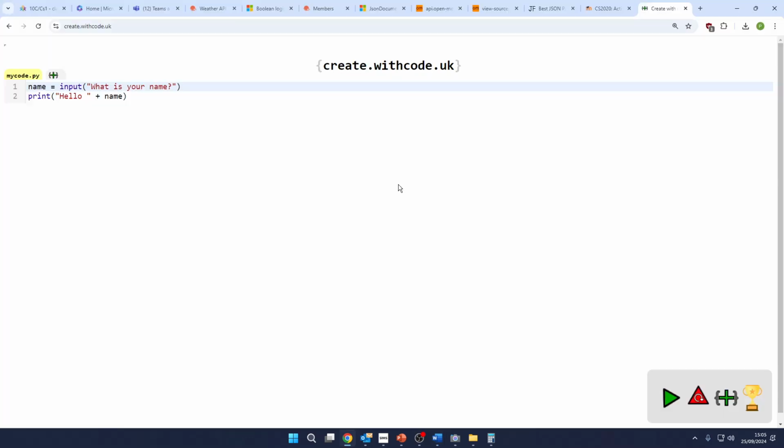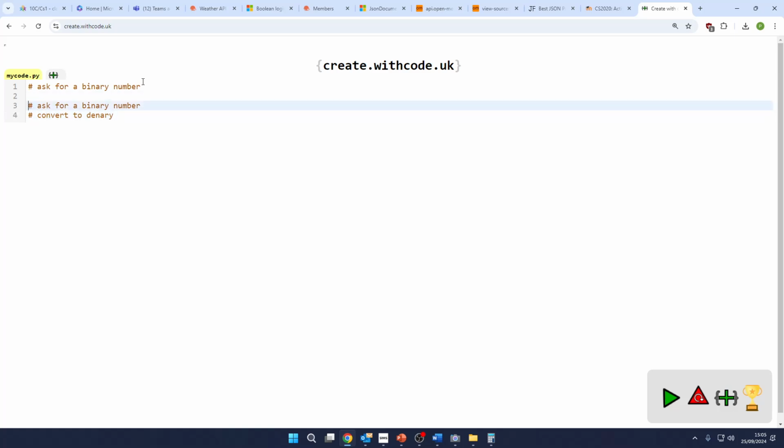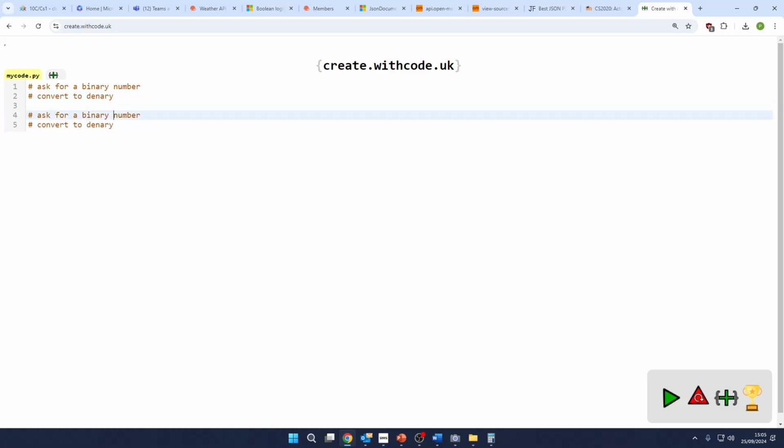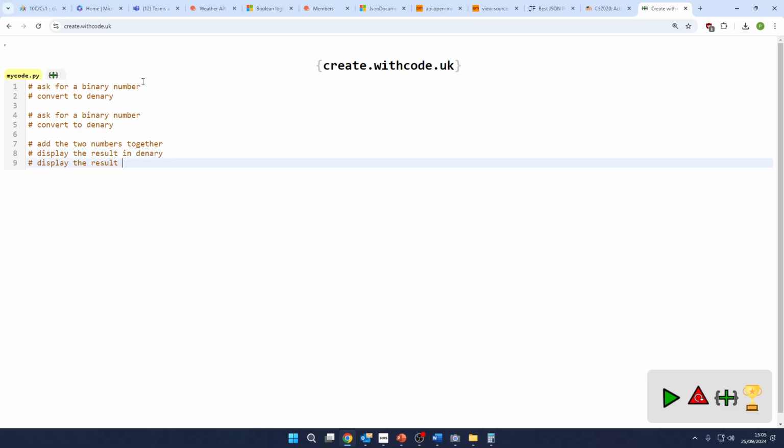It's quite a lot involved there. So let's see if we can decompose that. First of all, ask for a binary number. We want to do that twice. We want to convert to denary. We want to do that twice. And then we want to add the 2 together and display the result. We also want to display the result in both binary and denary.